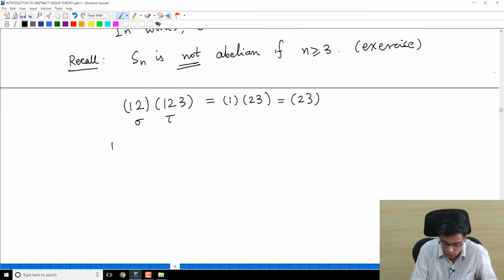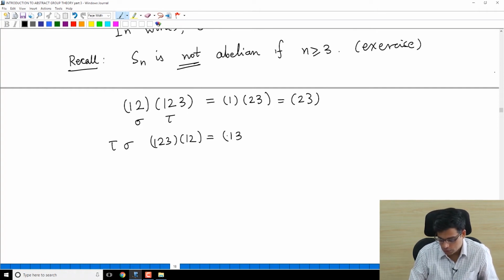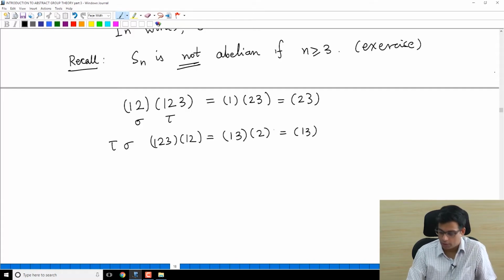On the other hand, what is tau sigma? (1 2 3)(1 2). So in this case, 1 goes to 2 and 2 goes to 3. So 1 goes to 3 and 3 goes to 3 in this, but 3 goes to 1 in this. So you stop there. 2 goes to 1, 1 goes to 2. So again we don't write the 1 cycle consisting of 2. So we have (2 3) and (1 3). These are different.